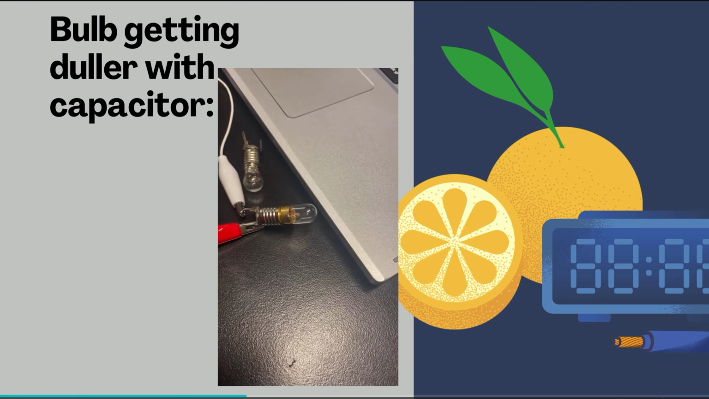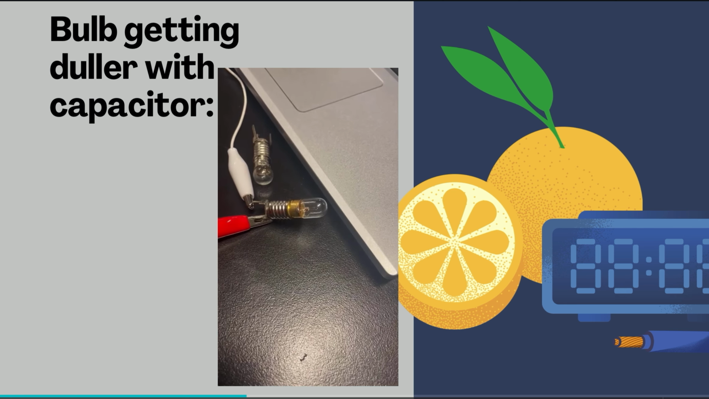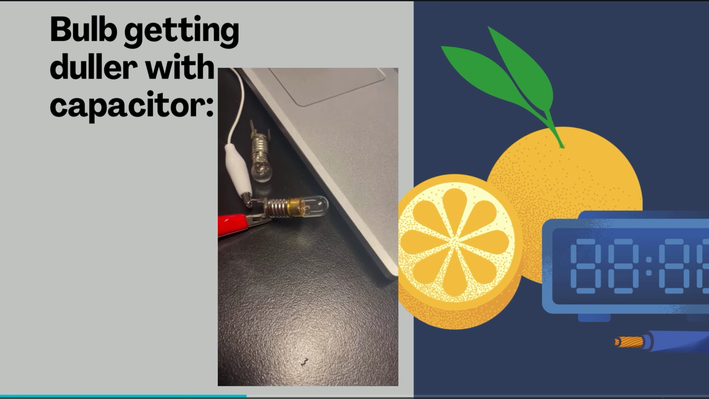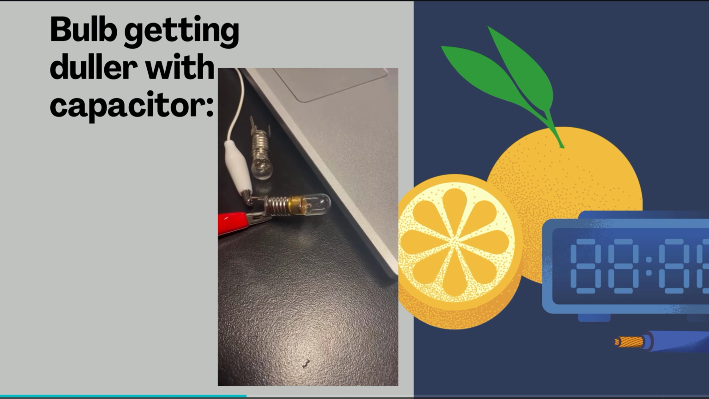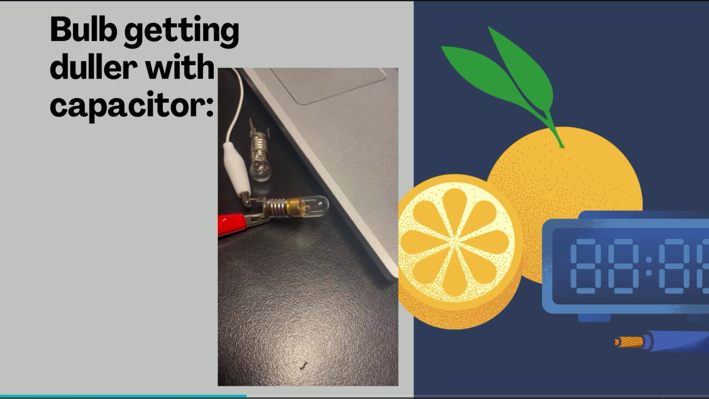And here's a video. It's very dull. You have to notice carefully, but it starts out dull, it's going to get brighter, and then it's going to get duller as the capacitor discharges. This makes sense because the capacitor has a finite amount of charge that it's spreading around.